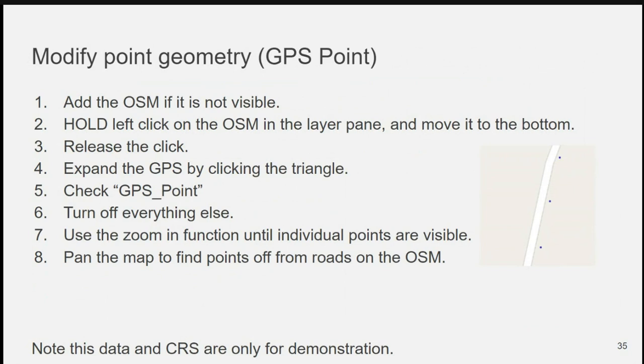Next, expand the GPS by clicking this triangle and check the GPS point. And turn off everything else. Use the zoom in function until individual points are visible, and pan the map to find points off from roads on the OSM like the figure.